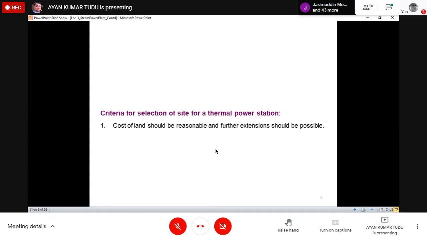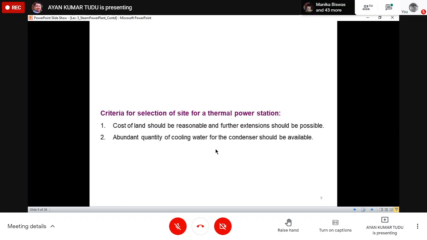Next in line, if you think about that layout, that it has to be near a water body. Okay, it has to be near a water body because huge water was required. Okay, so second point is that abundant quantity of cooling water for the condenser should be available.